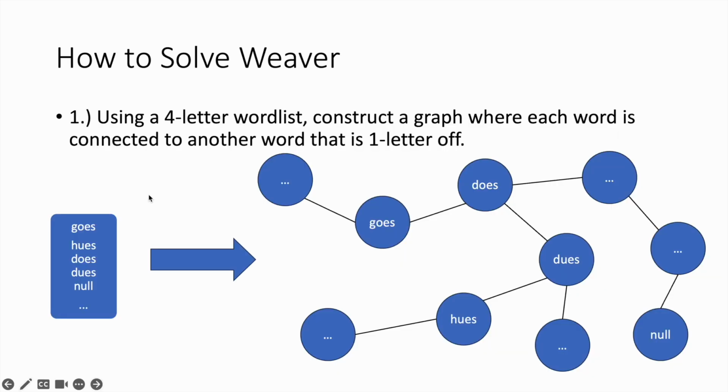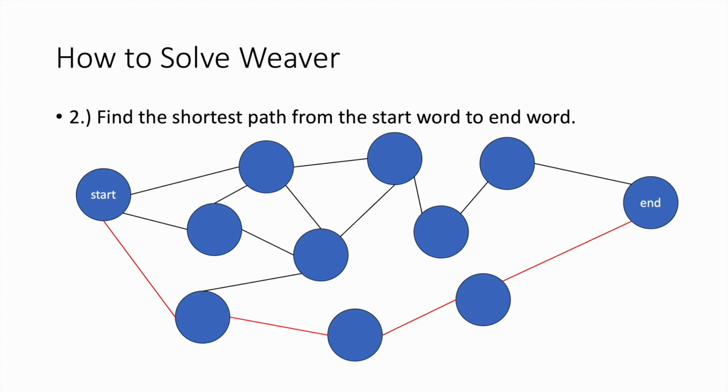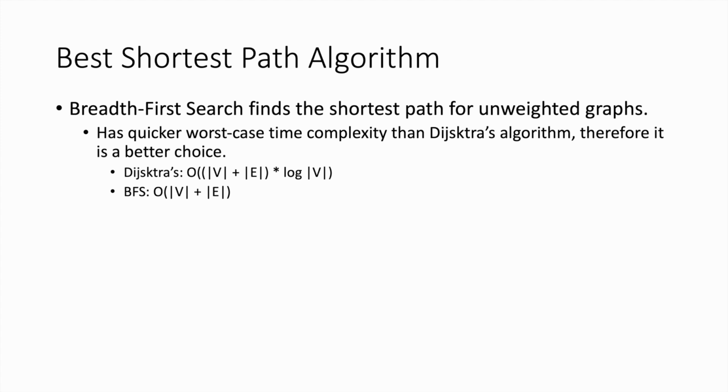To solve Weaver, the first step is to gather a list of four-letter words and construct a graph. In this graph, each node is a word, and each edge connects to another word that is one letter off. The second step is to run a shortest path algorithm from the start word to the end word. This ensures that we play the game optimally, since we want to minimize the amount of words it takes to get to the end. Normally, when we think of finding the shortest path, we'll think of using A* or Dijkstra's algorithm. However, in this case, since it's an unweighted graph, breadth first search also finds the shortest path, and it happens to have a quicker worst case time complexity.